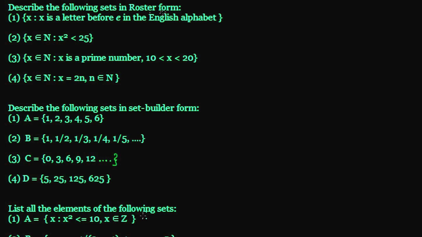Now we have to represent them in the roster form. What's the first one? All the values of x such that x is a letter before E in the English alphabet. We know that the alphabets start with A, B, C, D, E, and we want the letters before E.